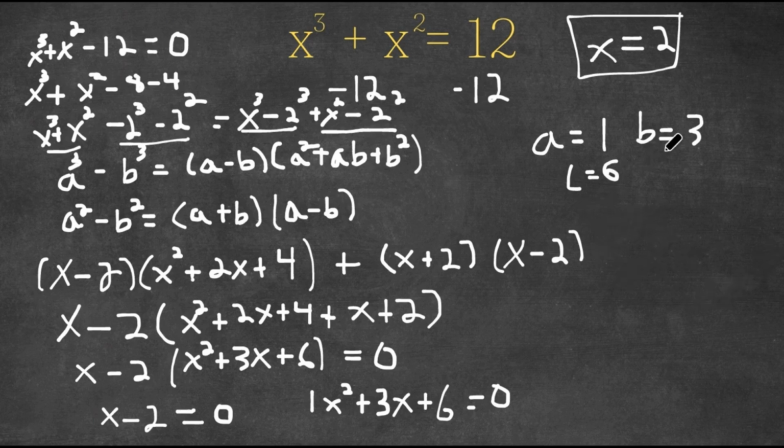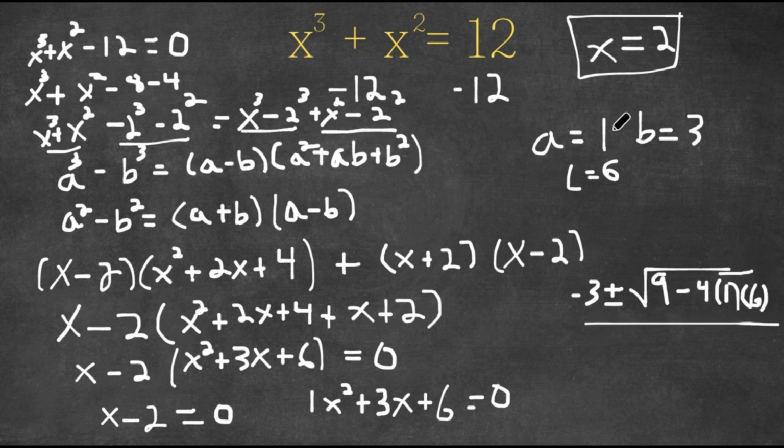So we have negative b, so negative 3 plus or minus the square root of b squared, so 3 squared, which is 9, minus 4 times a is 1 times c, which is 6. And we are dividing this by 2a, and a is 1, so 2.